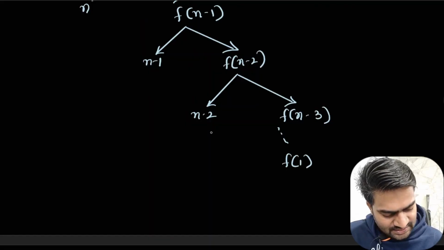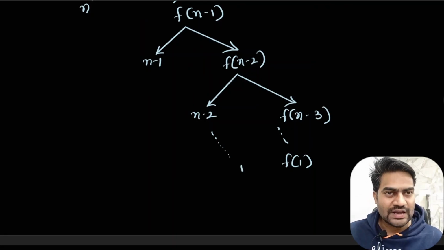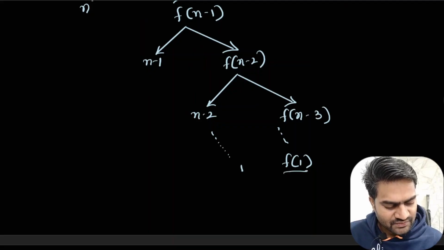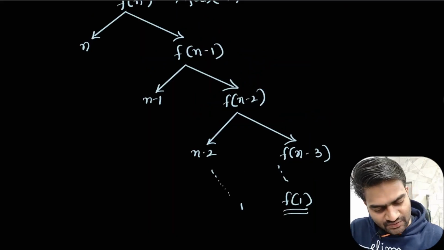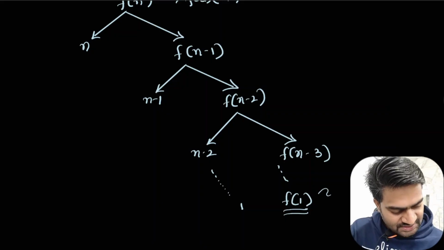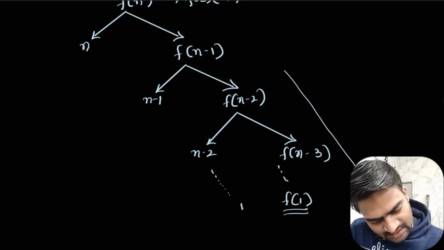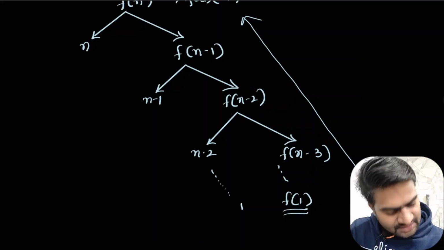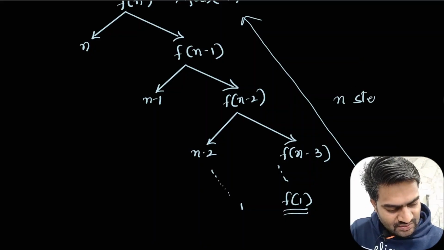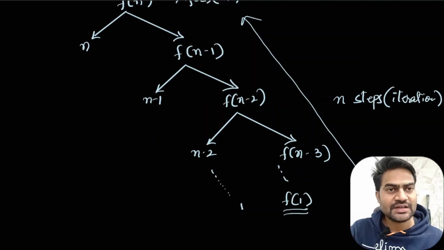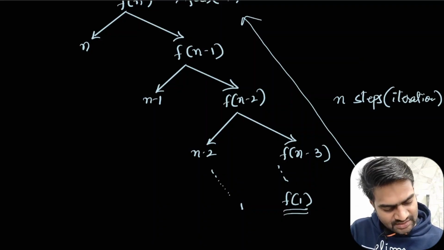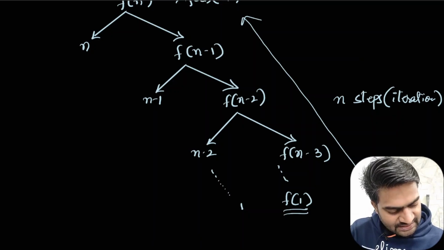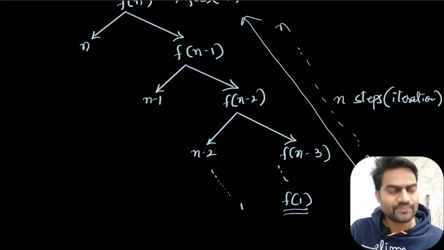It continues till it becomes f(1). Correct? So whenever it reaches f(1), it stops here. So if you see, there are n steps or n iterations. And in each iteration, what is happening? The amount of work done is getting increased. Initially it is 1, then 2, and so on. It goes up to n.